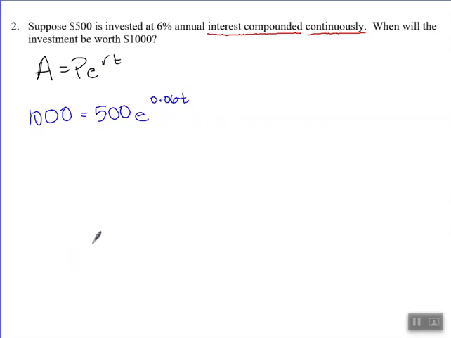So, just like on the last problem, we want to start by dividing both sides by 500. And then, since our base of our exponential is e, we want to take the natural log of both sides. So I have natural log of 2 equals 0.06t. And then I can divide.